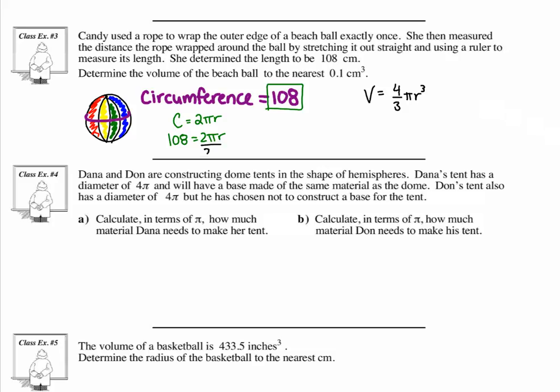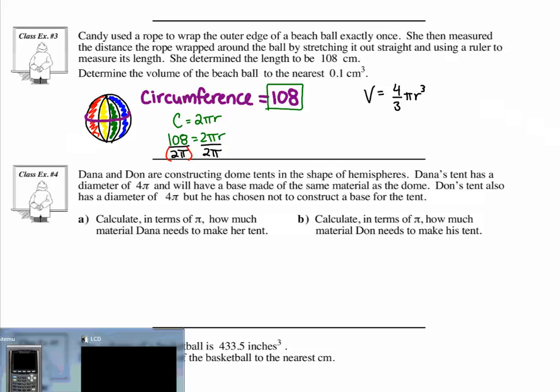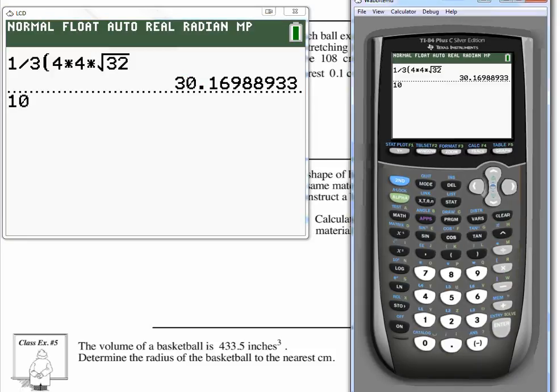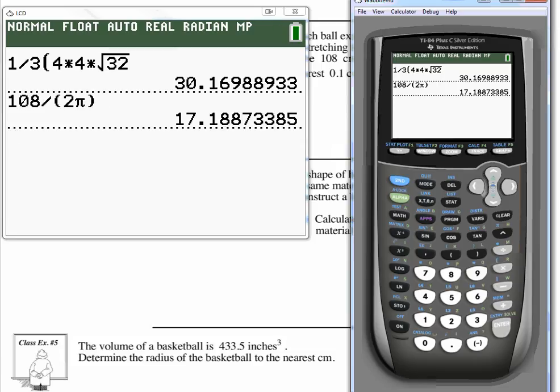What does your calculator need? Brackets, thank you. If you're dividing by more than one thing, more than a monomial, you need brackets. So it was 108 divided by 2. Oh, see, this is wrong. That's what you don't want to do. What you want is a bracket 2 pi. So that's the nice thing about finding the diameter. You're just dividing by pi, and then you're less likely to make that mistake. 17.1887 approximately.